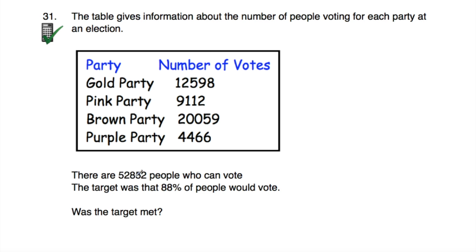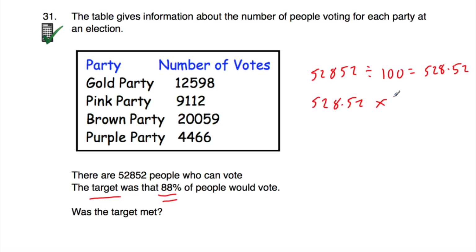So we want to find out, did enough people vote? We know there's 52,852 people, and the target is that 88% of those people would vote. Let's work out what 88% of 52,852 is. Let's divide it by 100 to find 1%, so that would be 528.52. Then 528.52 multiplied by 88 is equal to 46,509.76. So the target is that at least 46,509.76 people would vote. It's not actually possible for exactly 88% of the people to vote because it doesn't work out to be a whole number.